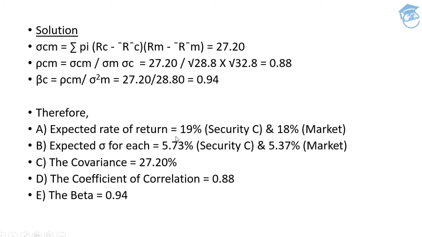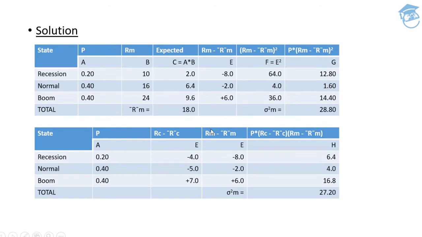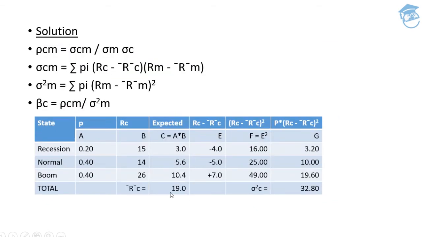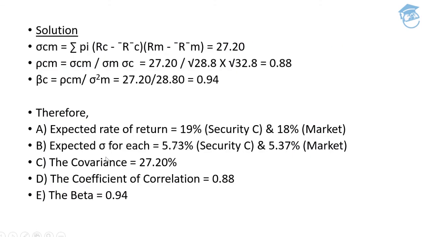So therefore, the expected rate of return for security C will be in totality 19%, which we just got from this one, my expected return, and for the market it would be 18%. Expected standard deviation would be, for security C and the market, 5.73 and 5.37. The square root of 28.8 comes out to be 5.37, and the square root of 32.8 comes out to be 5.73. That will be for security C and the market. Then the covariance, we have actually computed it here, the correlation coefficient, which is 0.88, and lastly the beta, which is 0.94.